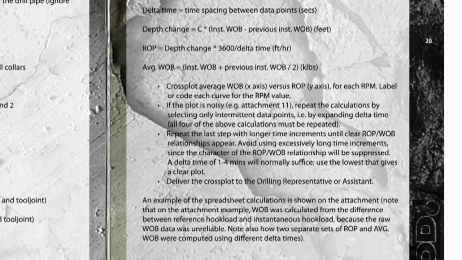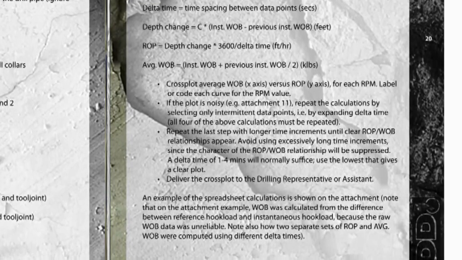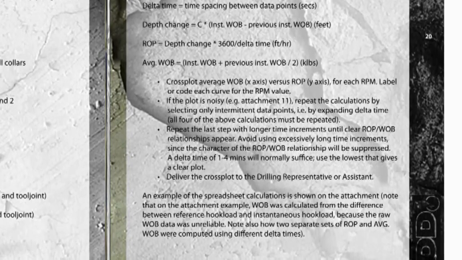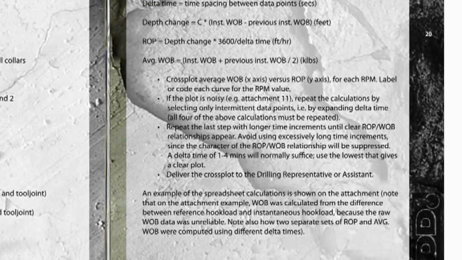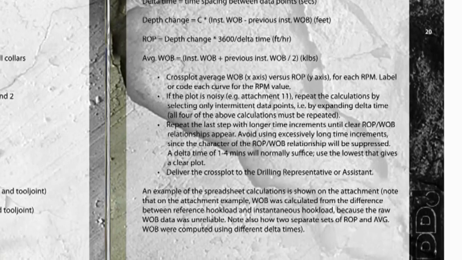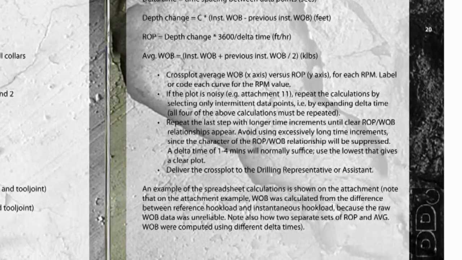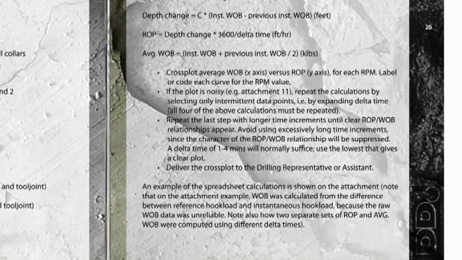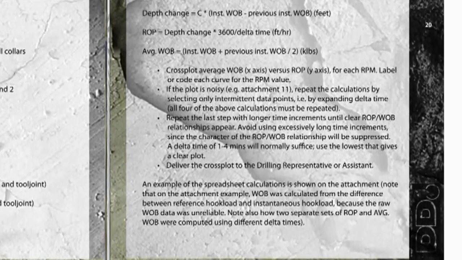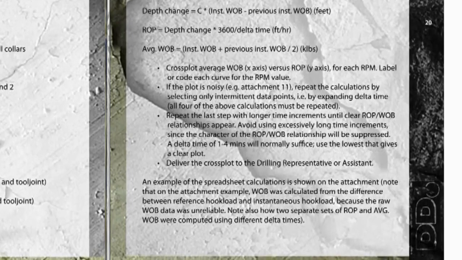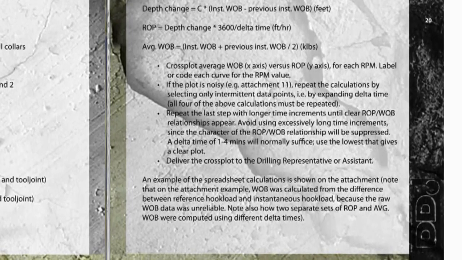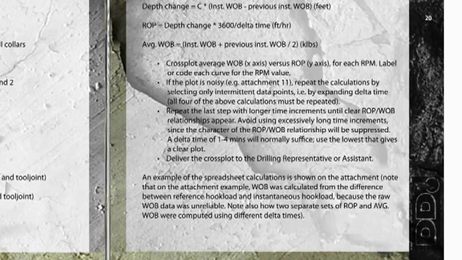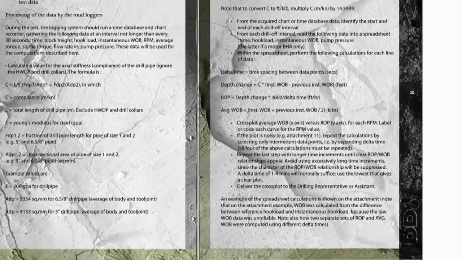An example of the spreadsheet calculations is shown on the attachment. Note that on the attachment example, WOB was calculated from the difference between reference hook load and instantaneous hook load, because the raw WOB data was unreliable. Note also how 2 separate sets of ROP and AVG WOB were computed using different delta times.